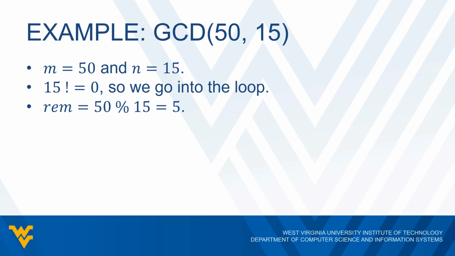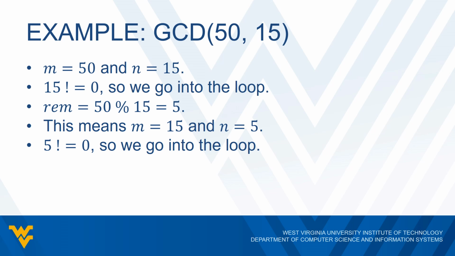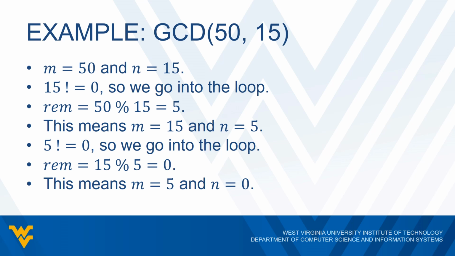So now we're going to reassign the values of m and n. So m is going to become 15, and n is going to become 5. So we're going to go back into our loop. 5 is not 0, so we would go into the loop. We'll compute the remainder again. So in this case, the remainder of 15 divided by 5 would be 0. So that means that m becomes 5 and n becomes 0. And then the next time we go to the loop, we see that n is 0. So we would get out of the loop and we would return m, which in this case is 5, which is the GCD of 50 and 15.